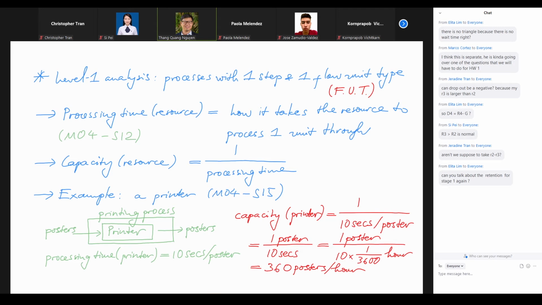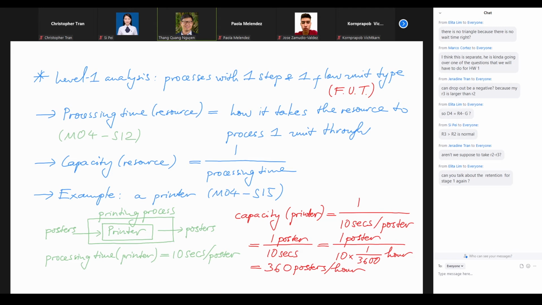Is that good? Right? So in this case, we know that it takes 10 seconds to print 1 poster. Then in 1 hour, the printer can print 360 posters. It's a very fast process. This printer is a super duper printer. Okay, so that's the answer. That's how we find the capacity of a resource. We just flip the processing time. The processing time is like the primitive information, and based on that, we can find the capacity of the printer.